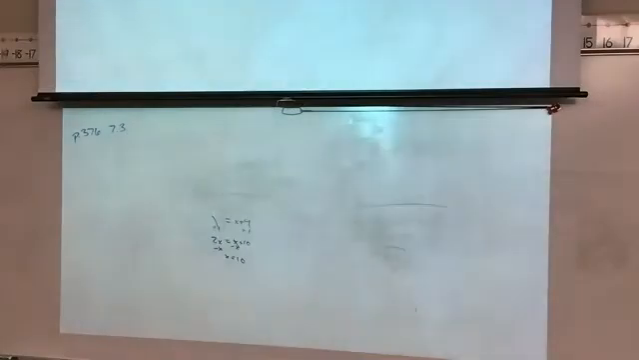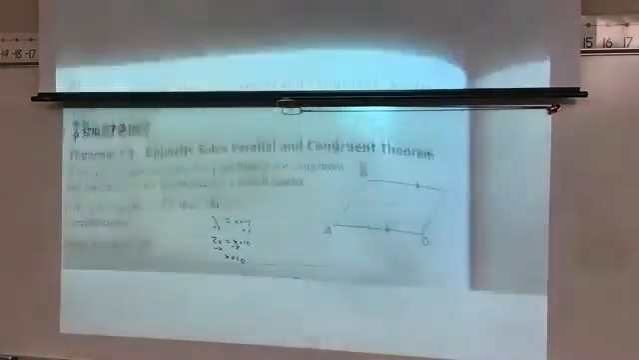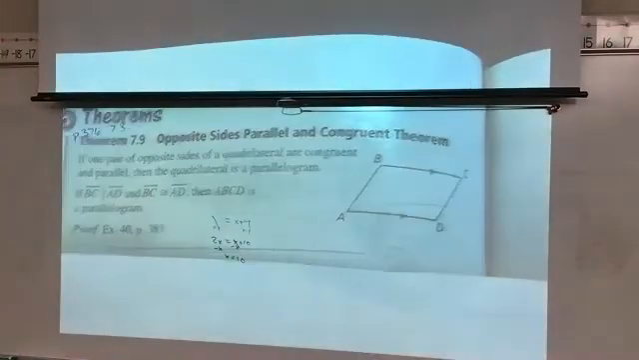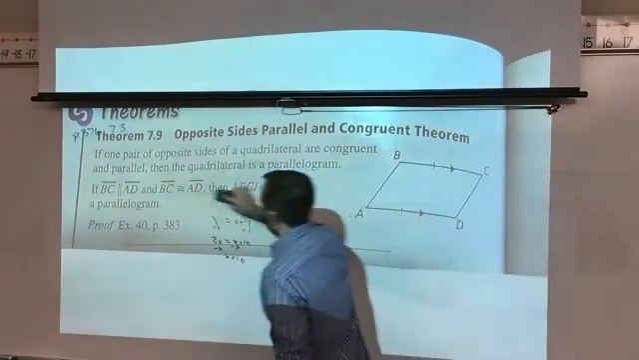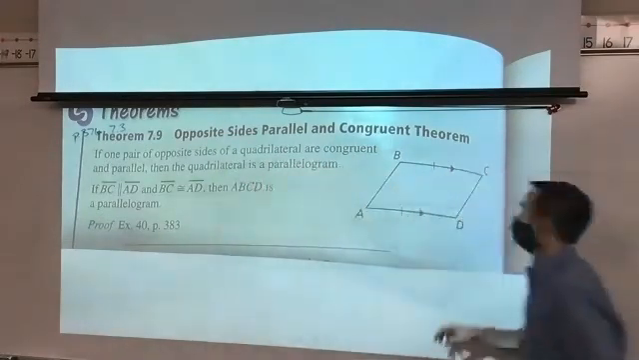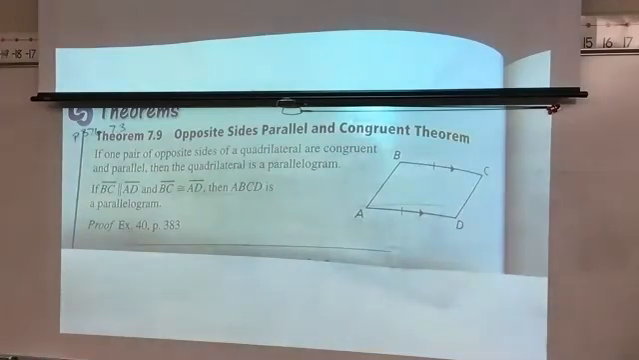Now this one is not a straight converse of yesterday. This is a new theorem here. Not a converse. So this one is the opposite sides parallel and congruent theorem. This is saying if we have one pair of opposite sides that's both congruent and parallel, that's enough to say the whole thing is a parallelogram.